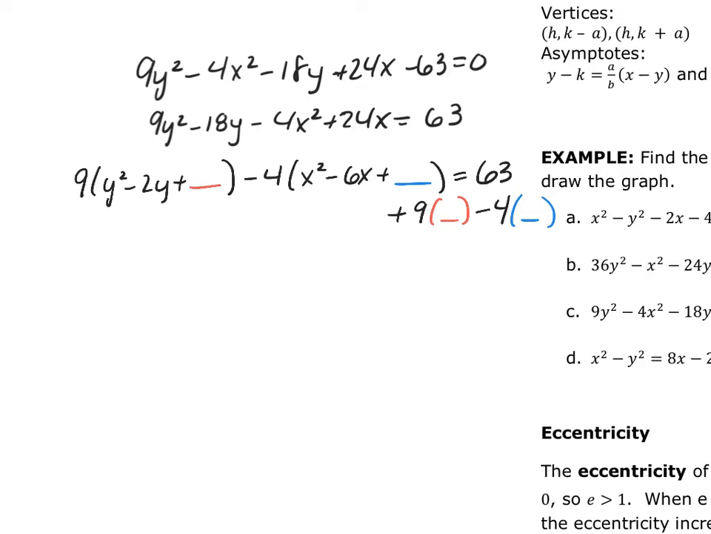What do I need to add in the first grouping to get that to be a perfect square? 1. So I'm going to add 1 here, and I'm going to add 1 here. What do I need to add in the next grouping to make that a perfect square? 9. So I'm going to add 9 here, and I'm going to add 9 here. So I have 9(y - 1) squared minus 4(x - 3) squared. And then on the other side, I have 63 plus 9 minus 36. So tell me what 63 plus 9 minus 36 is. I think it's 36, but thank you.